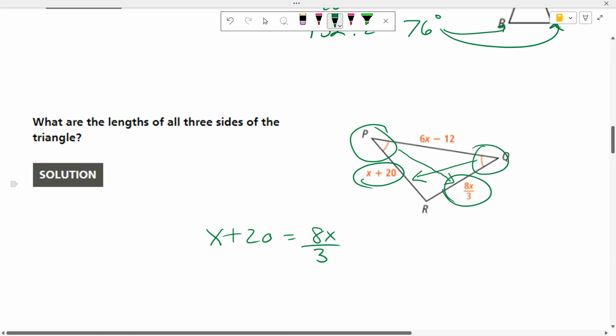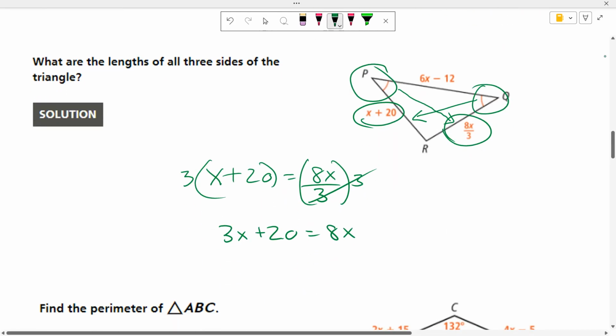Oh my goodness, we have a fraction involved. How do you solve an equation with a fraction involved? Well, you can get rid of your fractions right away by multiplying everything by 3. Multiply by the least common denominator, and you get rid of all your fractions. So 3x + 20 equals 8x, because these cancel. Now it's easy to solve. Subtract 3x. 5x equals 20, and divide by 5.